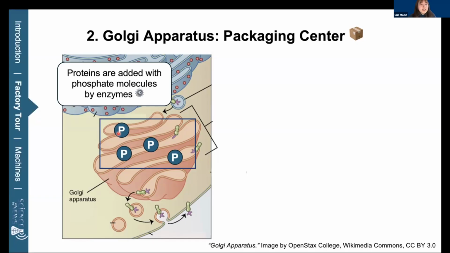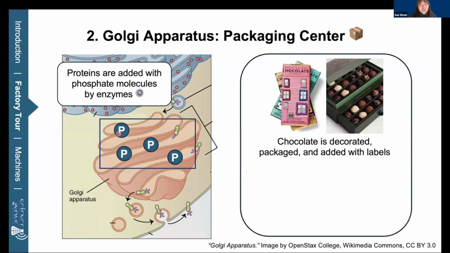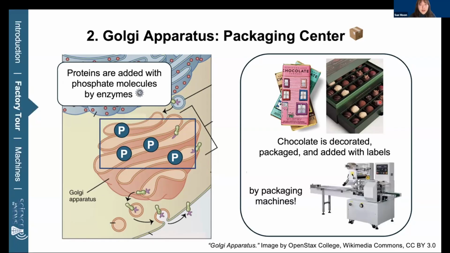And those enzymes adding chemical tags to proteins are just like how chocolate is decorated with various toppings like nuts and sprinkles, then packaged into bars and pretty boxes, and added with address labels to be ready to be shipped to supermarkets and individual households. Phosphotransferase enzymes can be considered as those packaging machines that wrap the chocolate with printed labels.